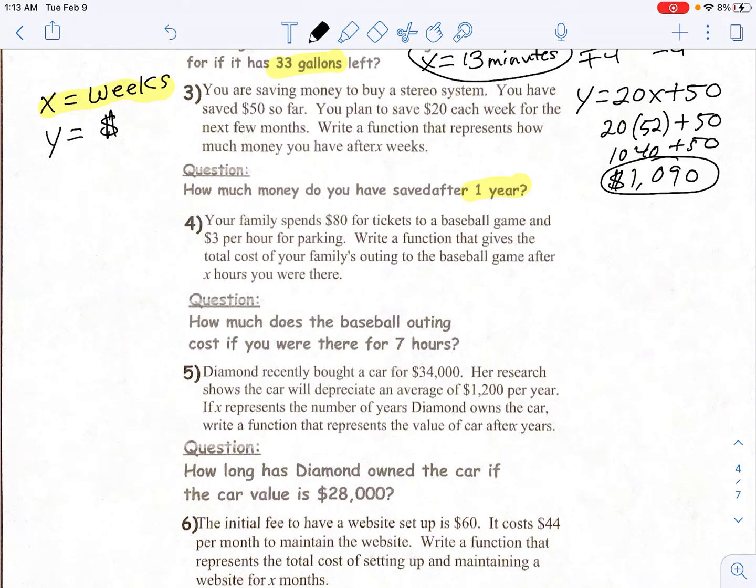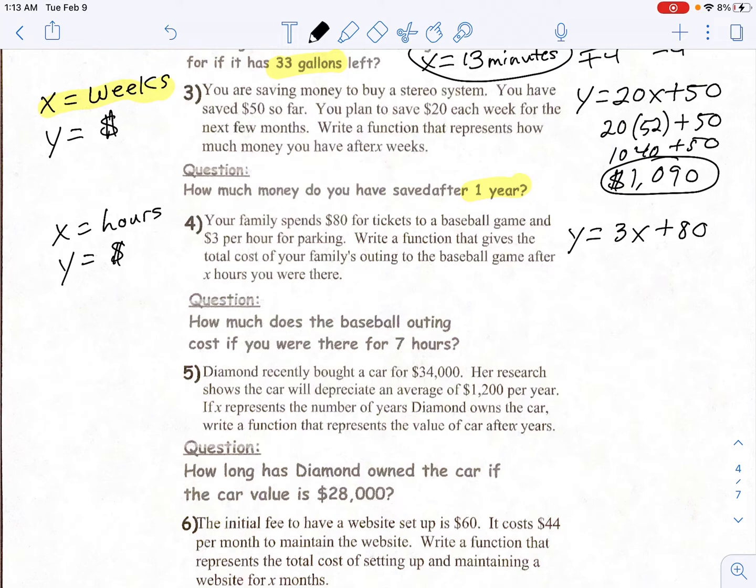All right, number 4. It says your family spends $80 for tickets to a baseball game and $3 per hour for parking. Well, this one's easy, okay? So $3 per hour, that's your rate. They spend $80, okay? And then it says write a function that gives the total cost of your family's outing to the baseball game after X hours. So it actually tells you that X is in hours. And then obviously for the Y label, it's going to be in dollars.